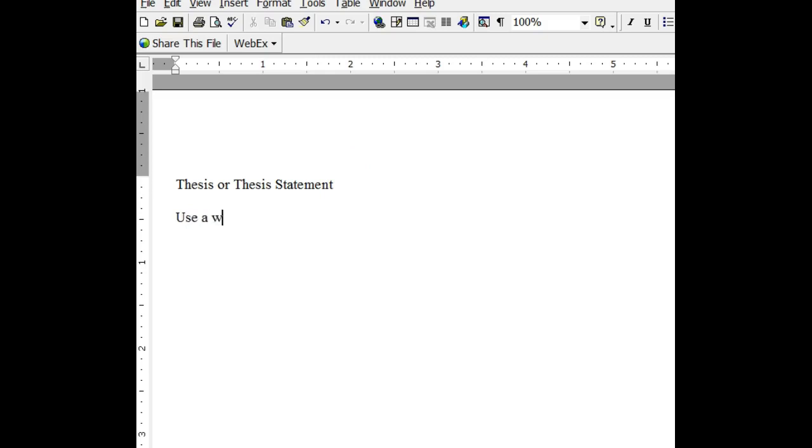So use a working thesis. You can update it. You can change it. Now, chances are you don't want to change it dramatically, but you can if you have to.